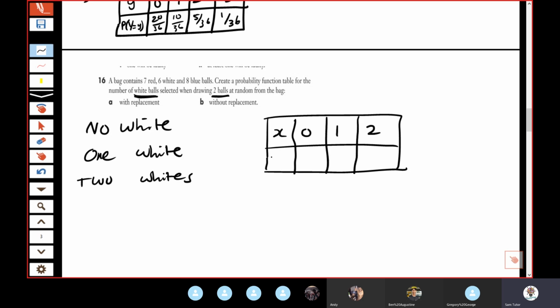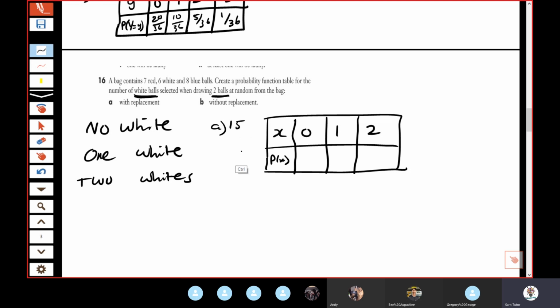0, 1, 2, p of little x. Let's try that way now. What's the probability of getting, okay, sorry, let's do A, with replacement. Okay, if it's replaced and you're getting no white, so that means your very first one had to be a red or a blue, so 15 out of 21.